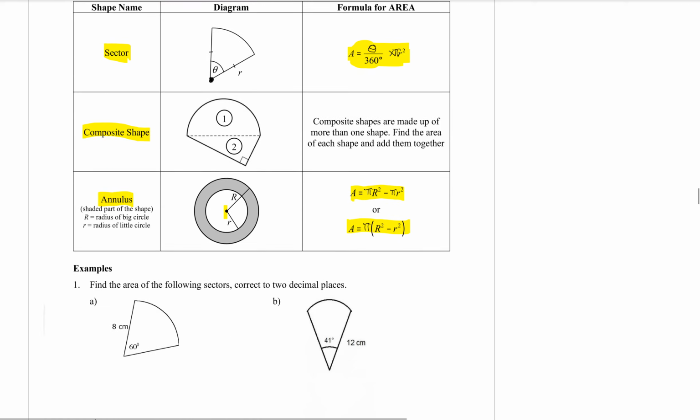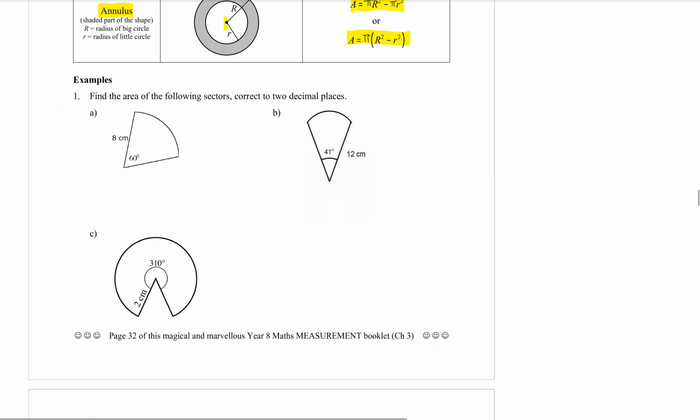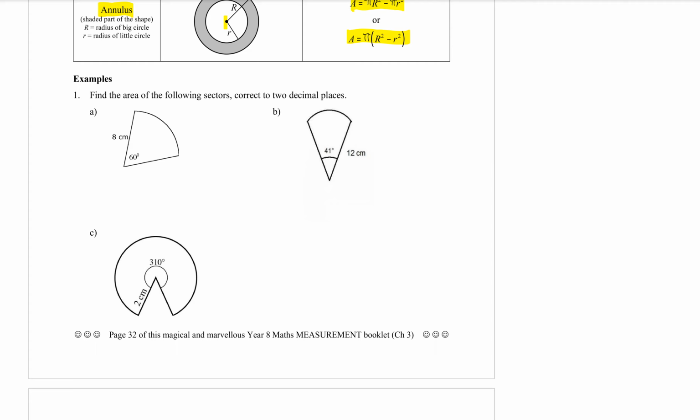Okay, so let's have a look at some questions. Question number 1, find the area of the following sectors correct to 2 decimal places. To find the area of a sector, our formula is theta over 360 times by pi r squared. So that's my area of a circle formula there. Substituting in, the theta is just the angle that we're given for our sector, which in this case is 60 degrees. So 60 over 360 times by pi times the radius, which is 8 centimeters.